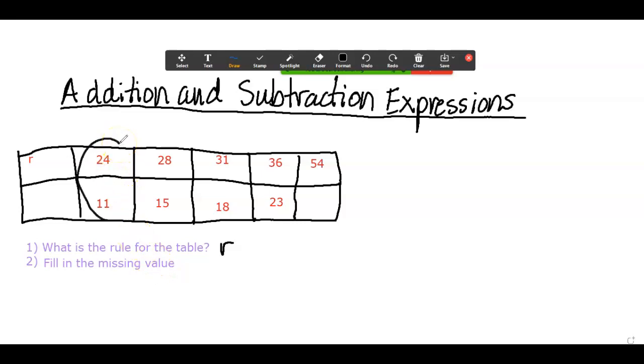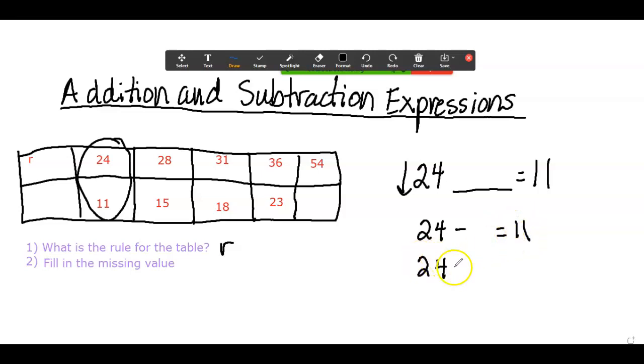So I'm first going to look at 24 and 11. Okay, 24 something equals 11. All right, so again, I'm looking at 24 and I'm looking at 11, and I see that that's going down. So I have two choices. 24 minus something equals 11, or 24 divided by something equals 11. Okay. Well, so 24 minus something equals 11. If I do 24 minus 11, I can use my fact family.